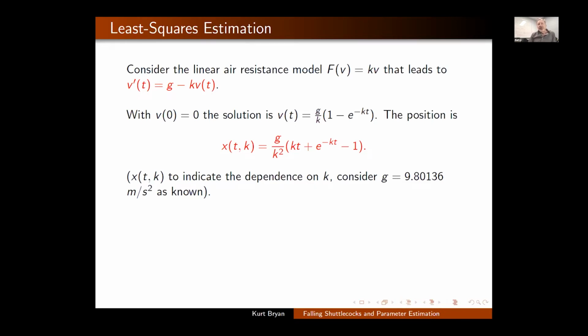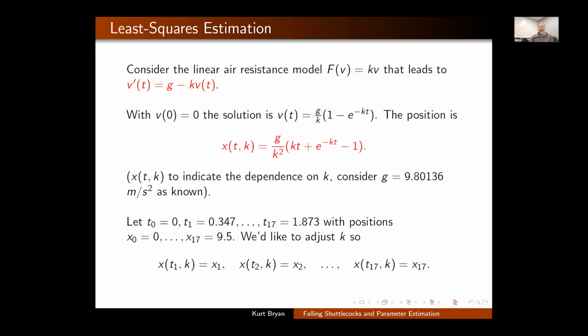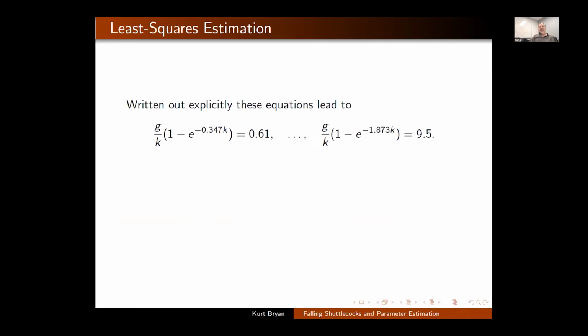So the goal is adjust K in that model for X of T comma K, adjust K to get the best possible fit to the data. We have 18 data pairs, times I label T0 through T17, the corresponding X positions in meters, X0 through X17. And the goal is this: choose K so that X hits the first data point and the second data point and the third data point and the fourth, up to 17 data points. You've got one parameter, K, and your goal is to make it satisfy 17 different equations. That's a long shot.